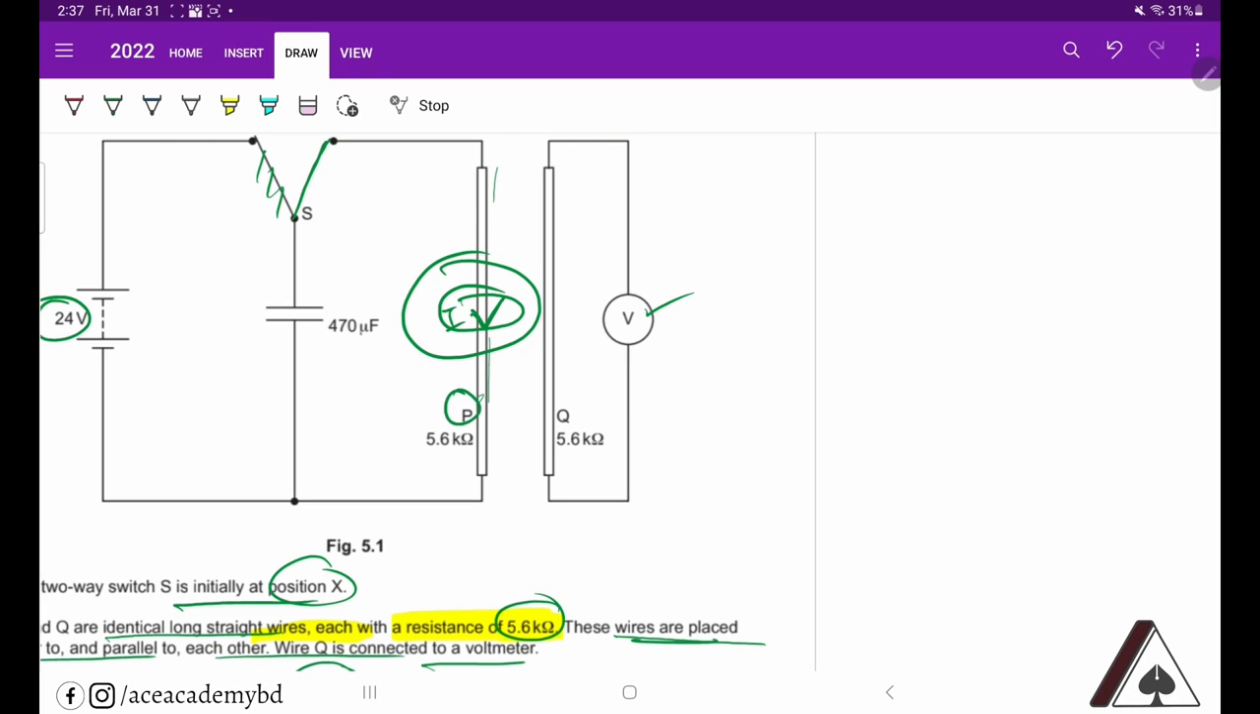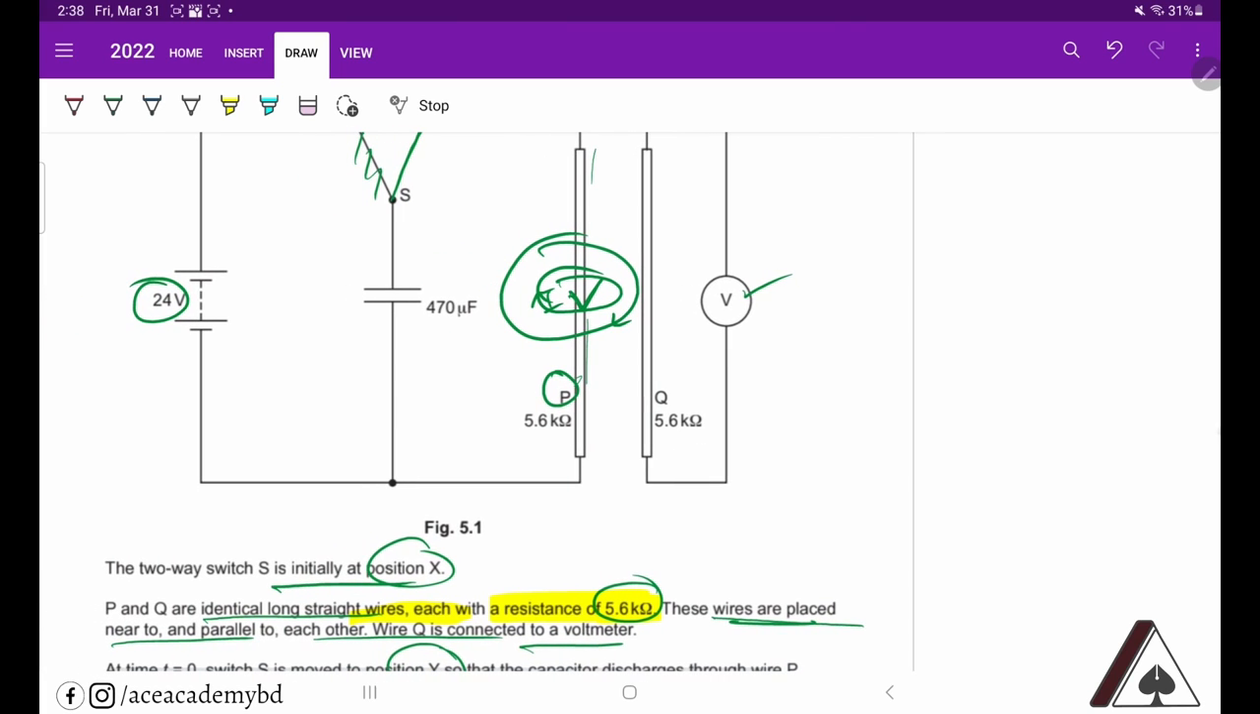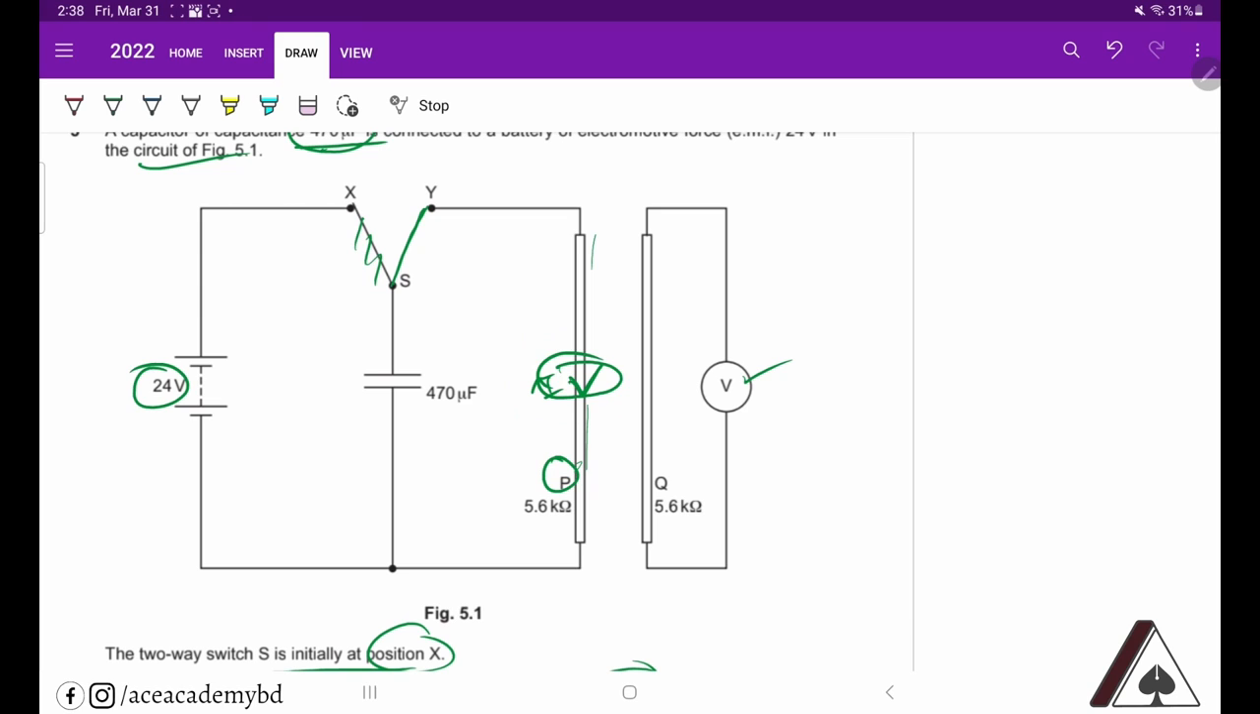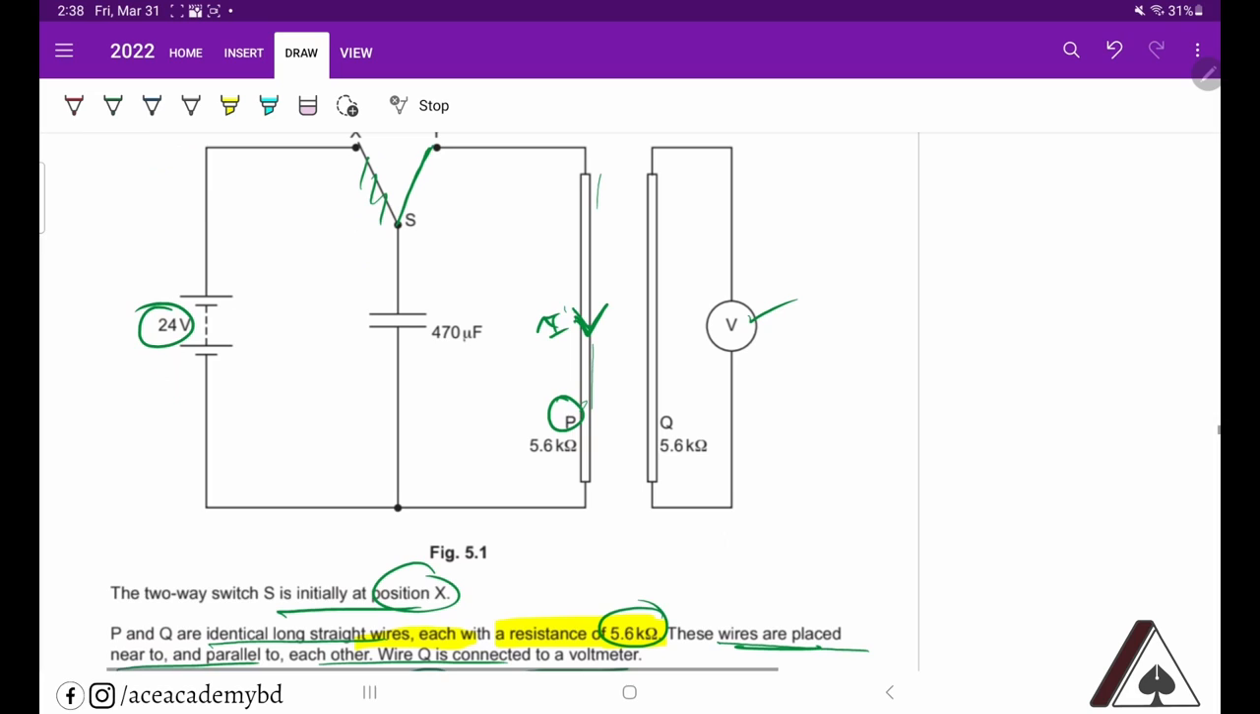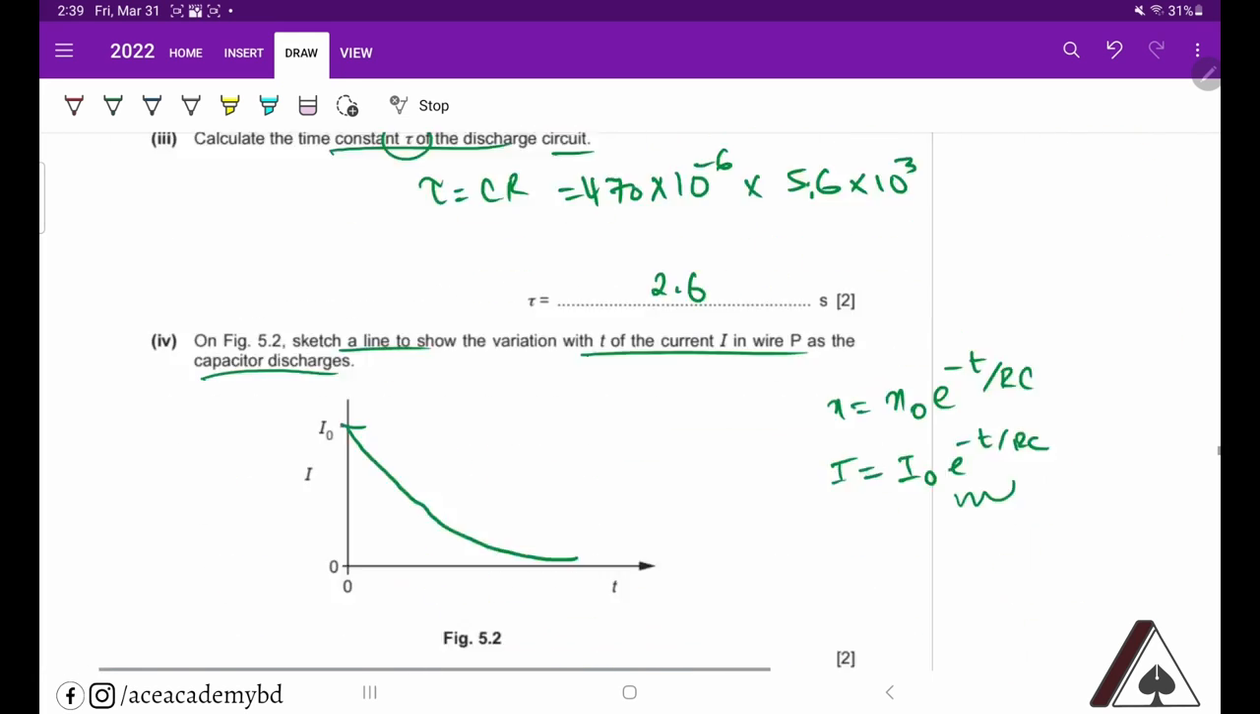Since if we consider the current moving downward, and if we apply our right hand rule, then we can see that the direction of the magnetic field will be, let me just place my fingers. The current is basically going in the anti-clockwise direction if we use the right hand rule. Okay, anyways, the direction of the current is not important here. So as the capacitor discharges, there will be a current flowing through this wire. This current is basically going to set up a magnetic field.